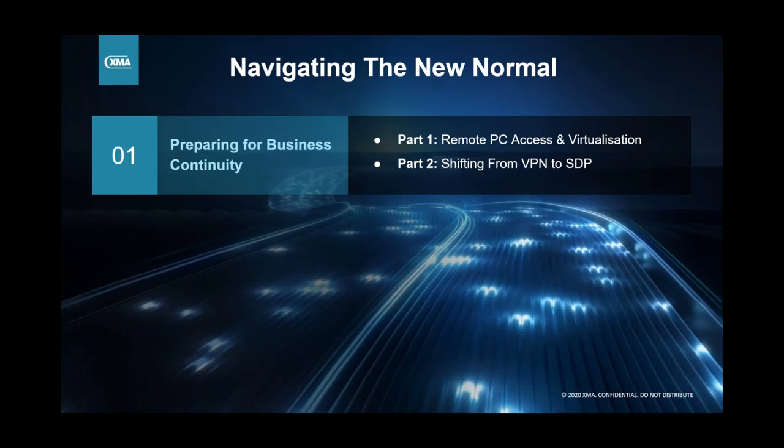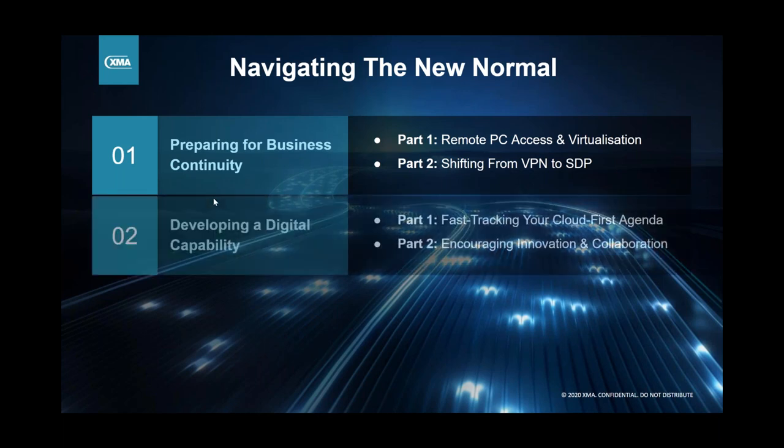is help customers build this kind of roadmap really. So the first couple of webinars that we did over the last couple of weeks were around preparing for business continuity. There we talked about shifting from a VPN to a software-defined perimeter. We also talked about remote PC access and virtualization of apps and desktops. So feel free to take a look at those. They're available on demand on our website. The webinar today is part one of developing a digital capability: how we help customers fast track their cloud first agenda with digital transformation and user adoption.